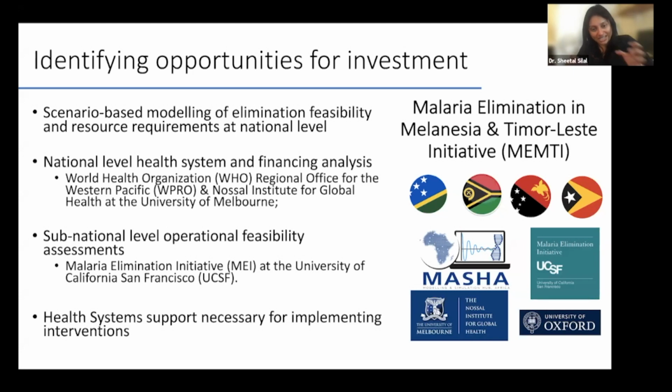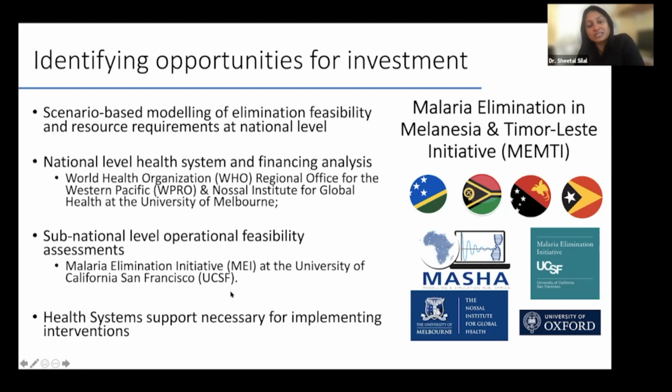And so now what we were able to do, once we had these scenario-based projections from the model, was contextualize it in terms of how it would be implemented at a practical level using the subnational assessment, but then how it would also fit into the greater health system needs and the health system strengthening that would be required and the financing infrastructure.